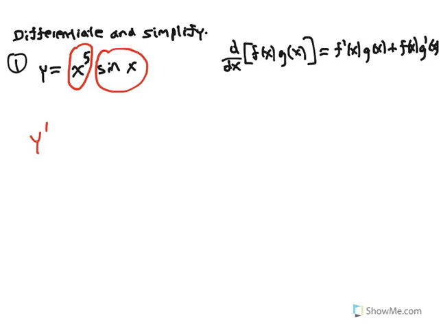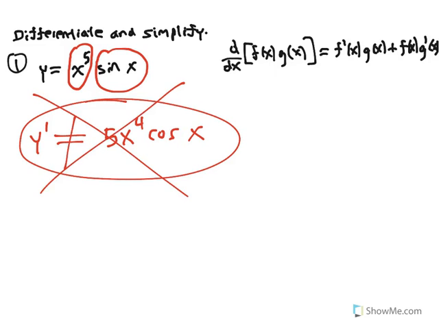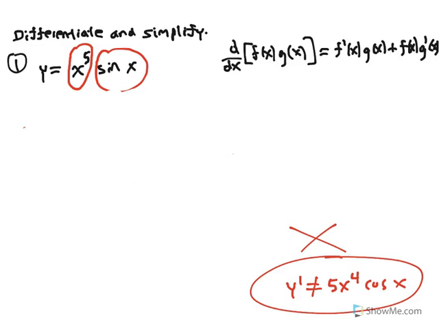This is not correct. Y prime is not equal to the derivative of x to the 5th times the derivative of sine x. It is not 5x to the 4th times cosine x. This is wrong. The correct way to find the derivative is by using the product rule. So you have y prime is equal to, the product rule says find the derivative of the first function and multiply by the second function and add to that the first function times the derivative of the second function.